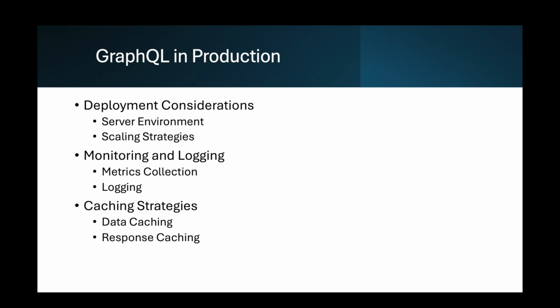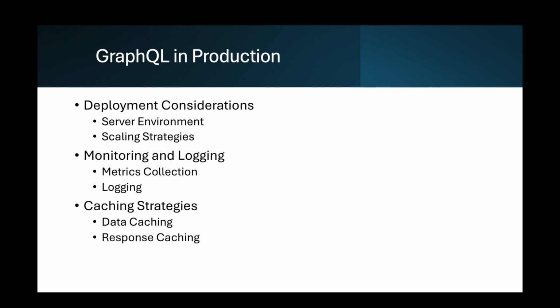Scaling strategies. Plan for scaling your GraphQL server to handle increased traffic and load by utilizing scaling strategies such as horizontal scaling, where you add more server instances, or vertical scaling, where you upgrade the server resources. Next is monitoring and logging. Once your application is up and running, you would want to have monitoring and logging.